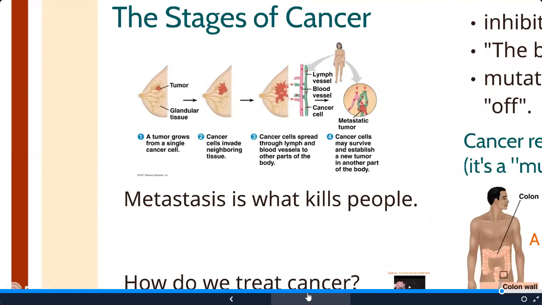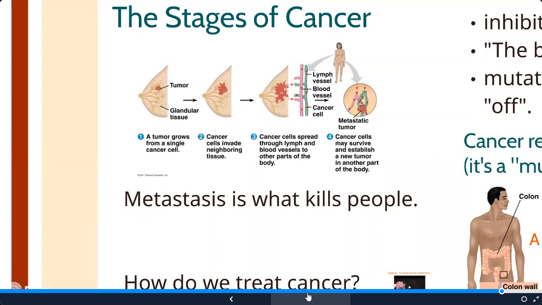Because if it's not metastasized, that lump, that tumor is just in one spot, and you can have a surgery to remove it. So if in this situation it's breast cancer, you could have a mastectomy, a breast tissue removal, and then that tumor's gone.